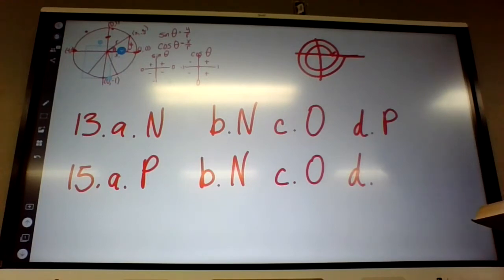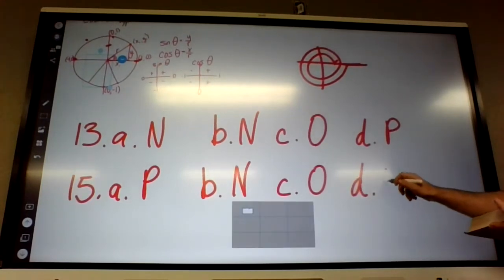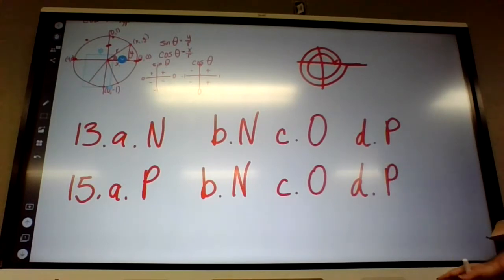What is... negative? Where's negative 270 at? On the line at the top. And is sine right there would be what? Positive 1 to be exact, but we're not going to put that.